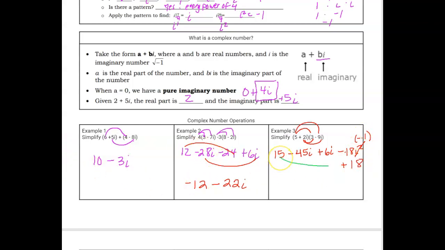So we're going to add the real parts. 15 plus 18. And then this is a negative 45i plus 6i. Okay?